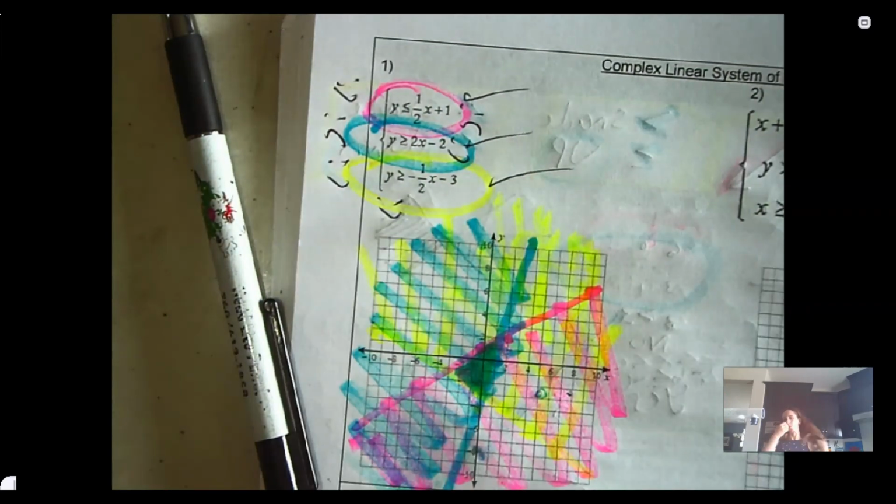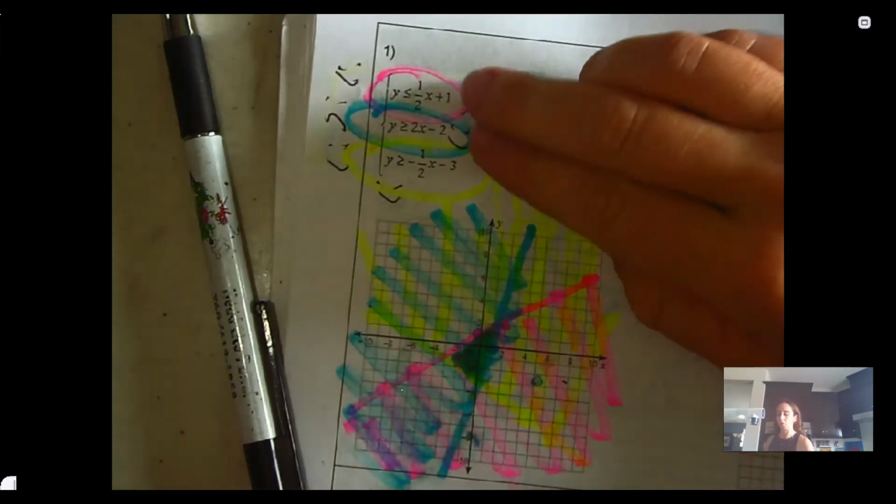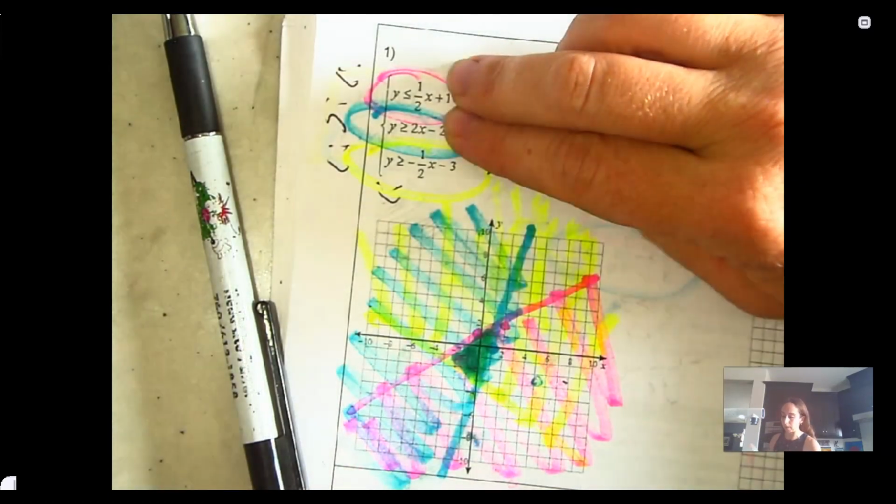So what if I asked you the question, name a point that is the solution only for the third inequality. Name a point that is a solution for the first and second inequality, but not the third.